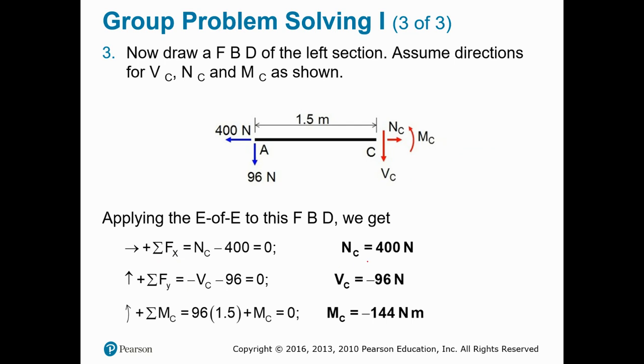Sigma Fx helps us solve the normal force. Sigma Fy helps us solve the shear force, and we do summation of moment about point C to help us solve the bending moment at point C. And again, if it's negative, it means the direction is the opposite of what we originally assumed. And if it's positive, it means that yes, your originally assumed direction is the correct direction.